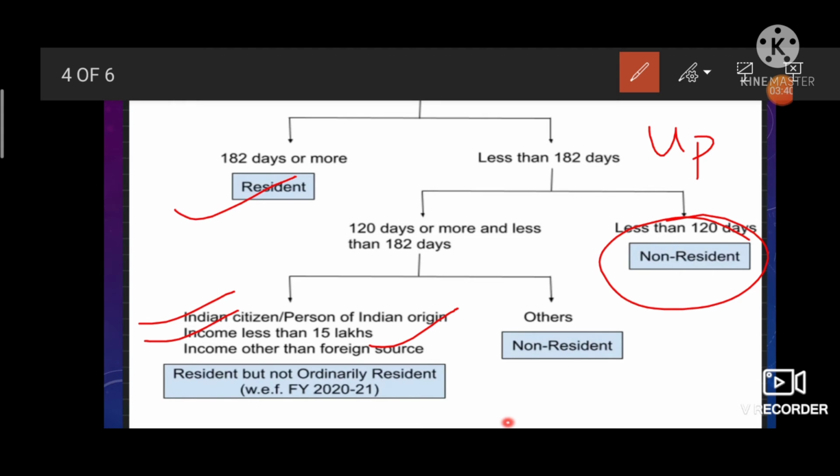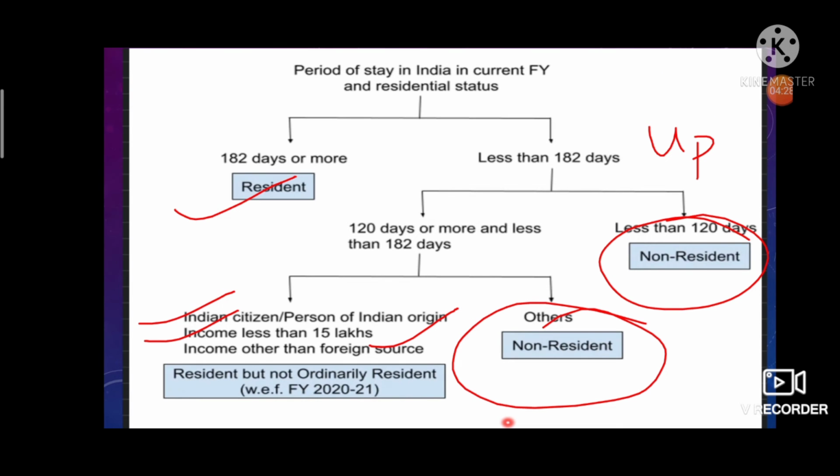This is the basic condition which I am saying. Any others are also non-resident. I hope you have cleared the basic conditions. I'll repeat it once again. The basic condition must be fulfilled. The points are 182 days: a person should be resident for 182 days in the previous year, or 60 days plus 1 year out of 4 years. Less than 182 days is also valid, but then he should be of Indian origin, with income less than 15 lakh and no income from foreign sources. These all basic conditions will lead to resident of India.